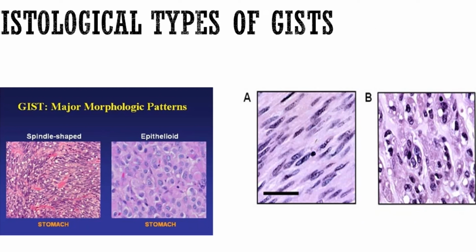Now here you can see this is the spindle variety. The cells are spindle shaped. So this is the spindle variety of GIST, and here you can see there are some lacunar clear spaces around the nucleus. So it is an epithelioid variety of GIST according to histology.